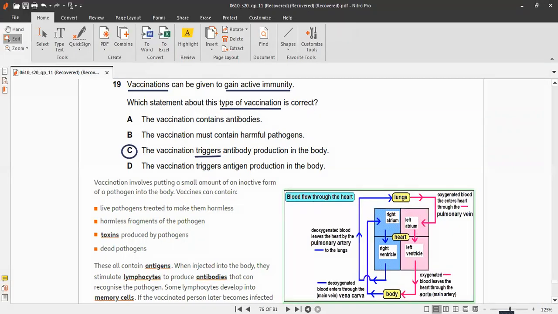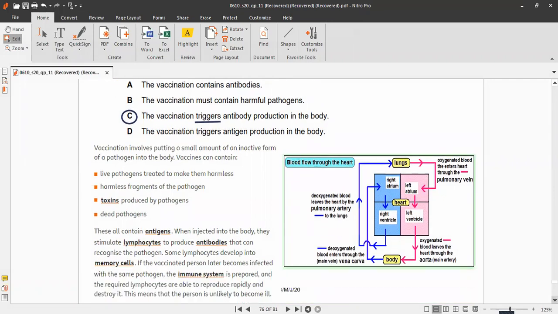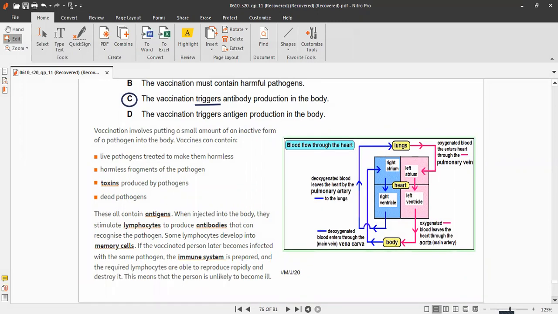When injected into the body, they stimulate lymphocytes to produce antibodies that can recognize the pathogen. Some lymphocytes develop into memory cells. If the vaccinated person later becomes infected again with the same pathogen, the immune system is prepared and the required lymphocytes are able to reproduce rapidly and destroy it. This means that the person is unlikely to become ill.